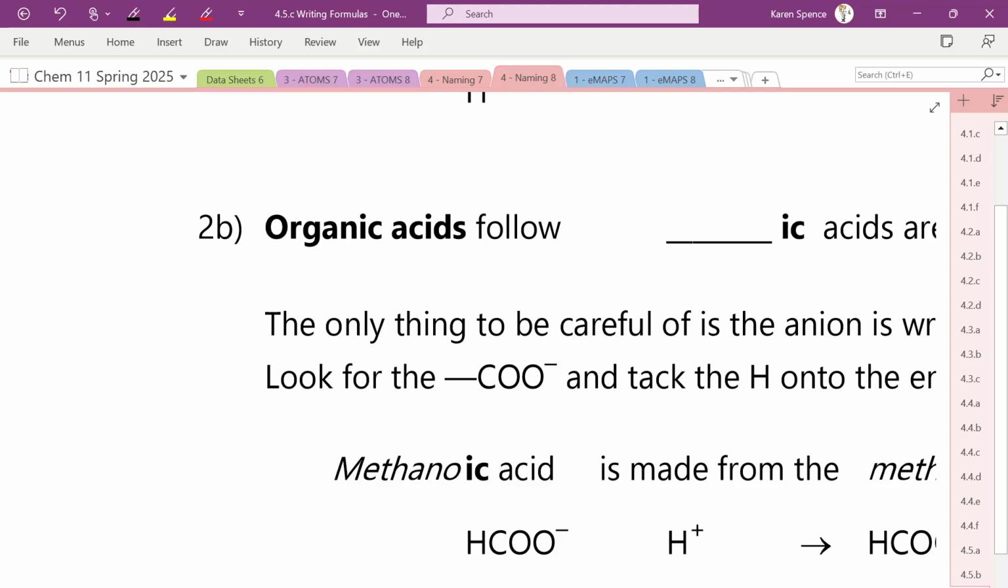Remember, organic acids are a little bit funny. Look out for the COO. Where does the H go? The H goes on the end. Yeah, the H goes on the right.